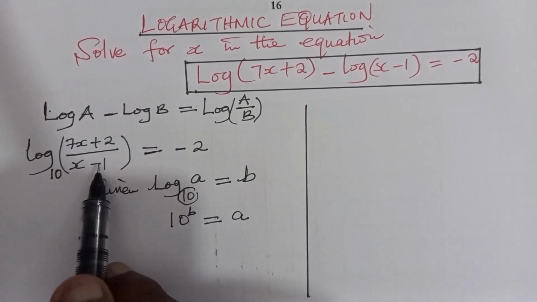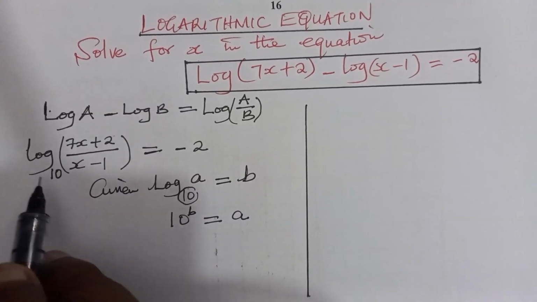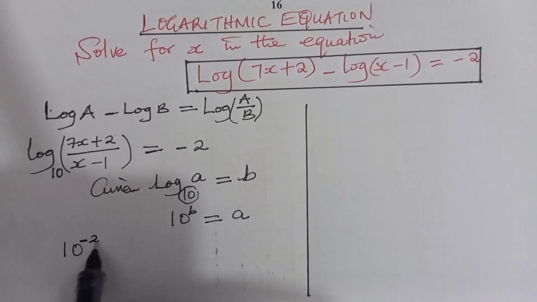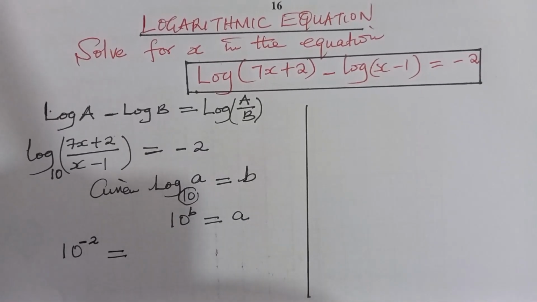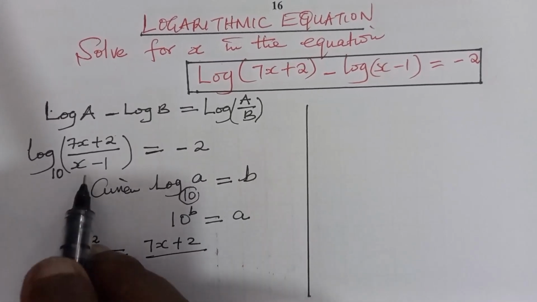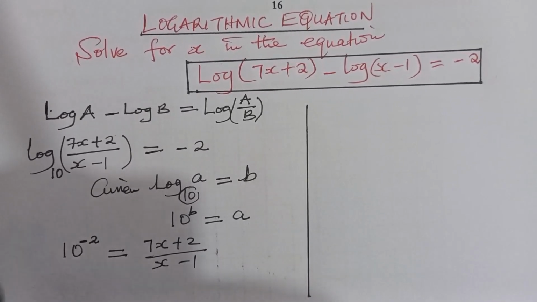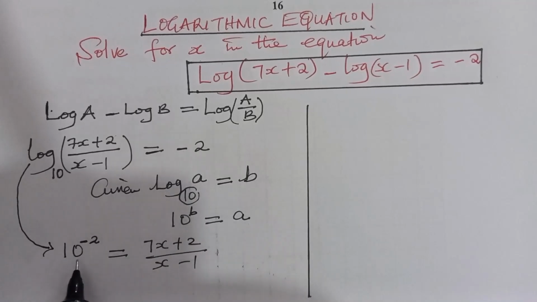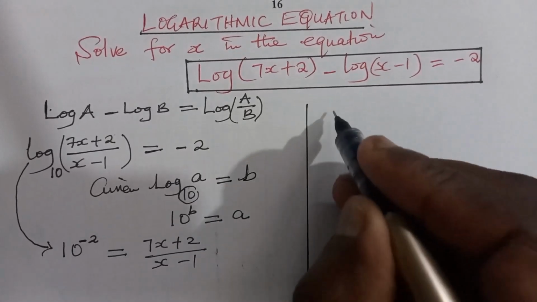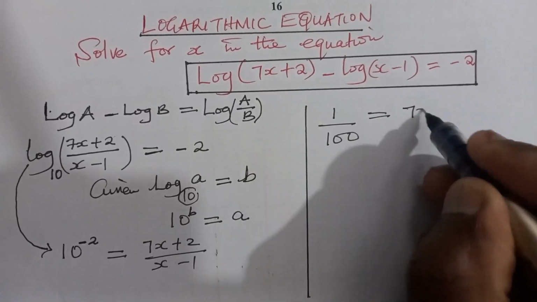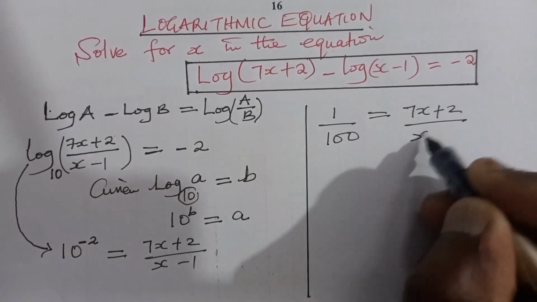Apply that here, and this is what you're going to have. 10 raised to power negative 2 should give 7x plus 2 divided by x minus 1. So what we've done is express this from logarithmic notation to index notation. Another thing you should know: 10 raised to power negative 2 is the same as 1 divided by 100, which is equal to 7x plus 2 divided by x minus 1.